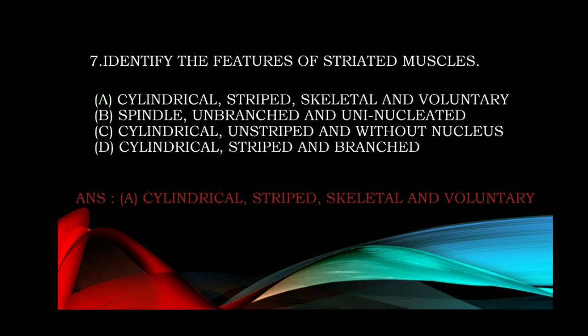Seventh question, identify the features of striated muscles. Options A, cylindrical, striped, skeletal and voluntary. Option B, spindle, unbranched and uninucleated. Option C, cylindrical, unstriped and without nucleus. Option D, cylindrical, striped and branched. And what is the correct option? It is option A, because these striated muscles will be cylindrical in shape. There will be striations, that is striped, and it is seen in skeletal muscles and they are voluntary, right? So the correct answer is option A.